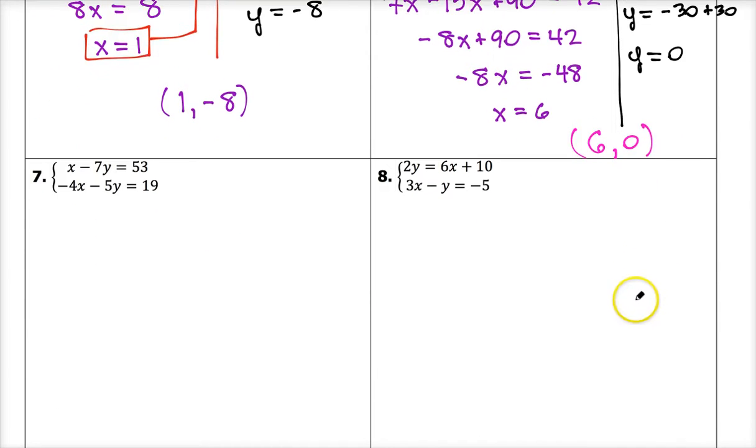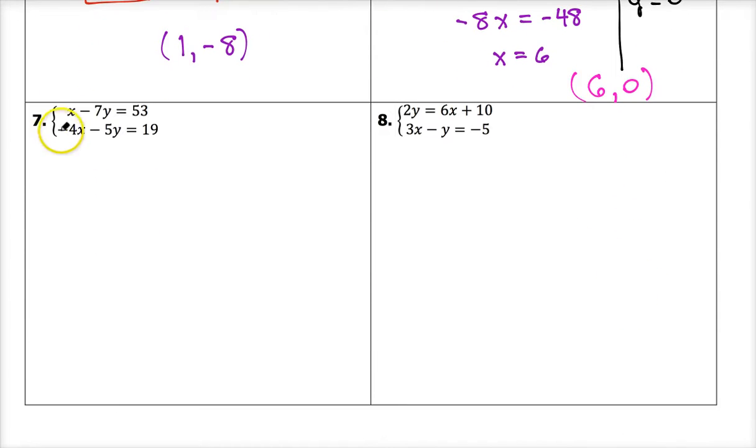Okay, 2 more to try. In number 7, I have 2 equations, and none of them have a variable solved or isolated. When this is the case, we want to pick the easiest variable to solve for, and that's going to be the variable that has a coefficient of 1 or negative 1. In this case, the only variable that has a coefficient of 1 is the x in the top equation. So I'm going to solve for x in this top equation, and all that's going to involve is adding 7y over the equal sign. So this gives me x equals 7y plus 53.